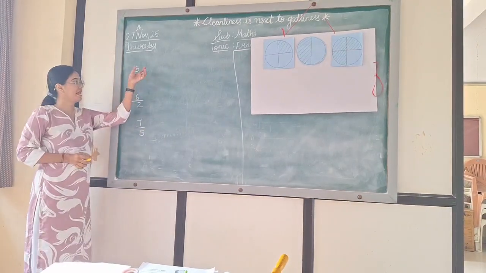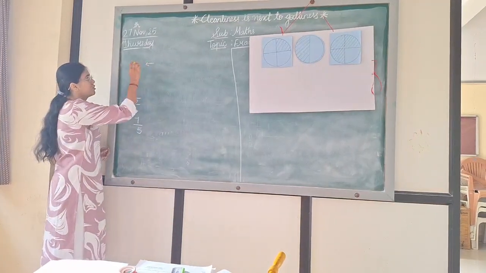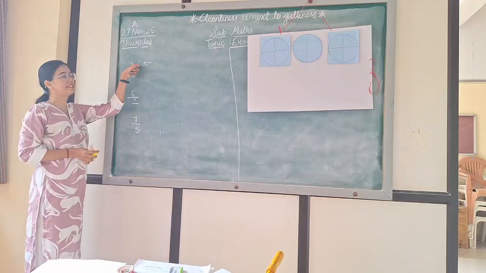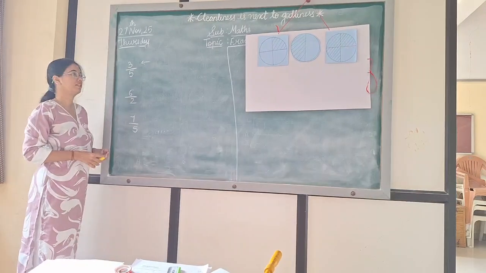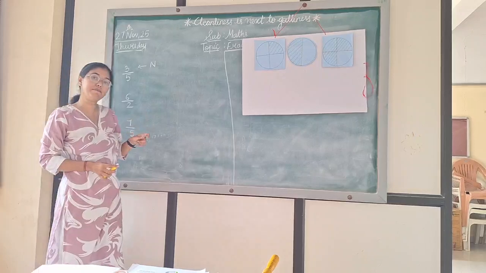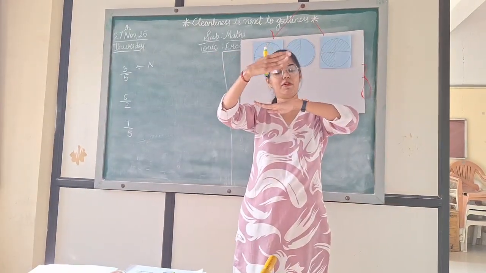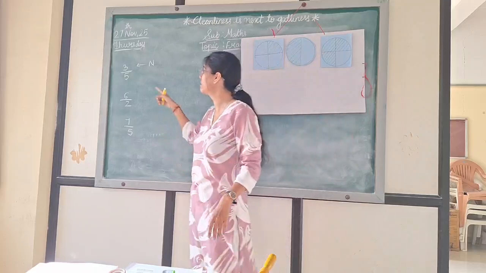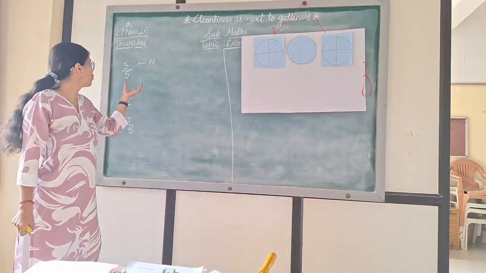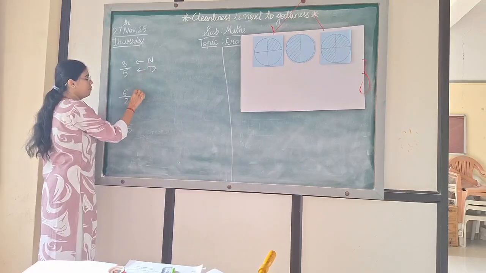So we will write N for numerator and D for denominator. Okay. Ashwini, please tell me what is 3 over here? Numerator. Very good. It is called as the numerator. Why? Because it is above the line and the number which is below the line, that is 5 over here. So what it is called? Denominator. Very good. It is called as the denominator.